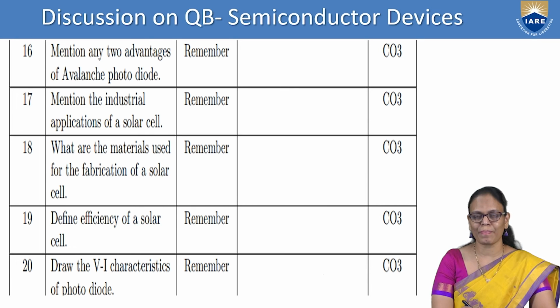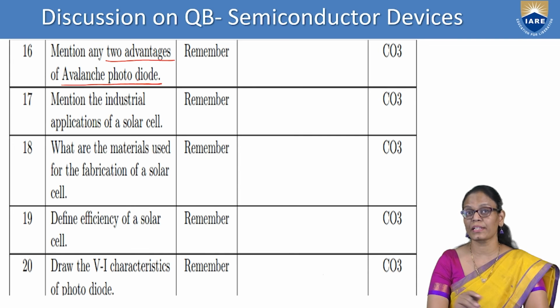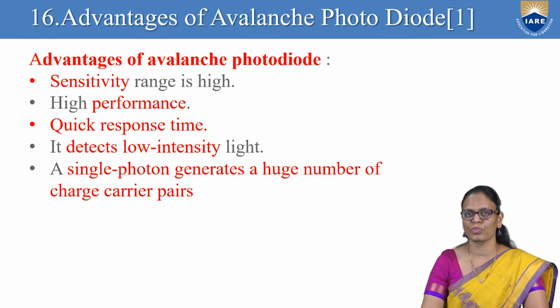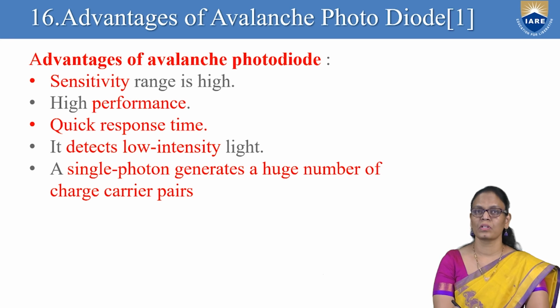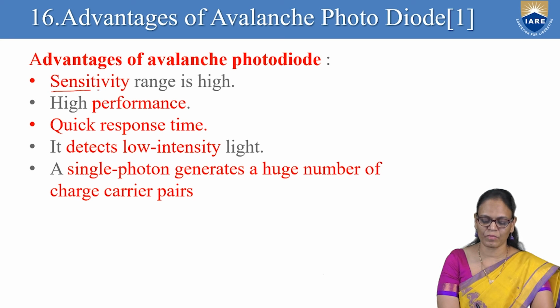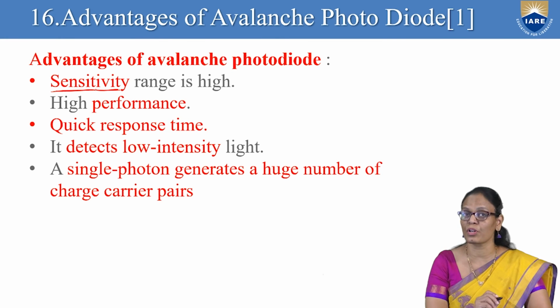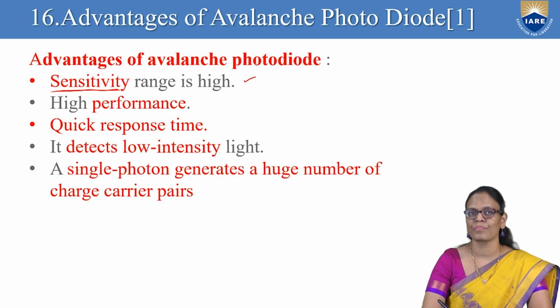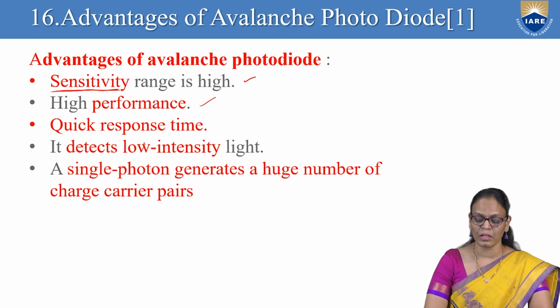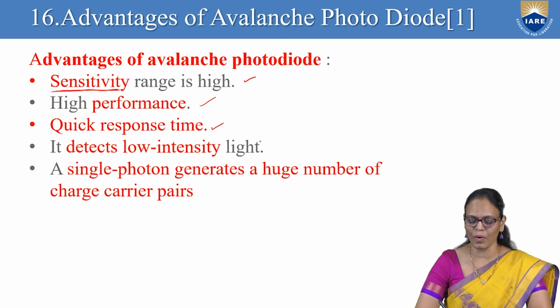The next question is, mention any two advantages of avalanche photodiode. What are the advantages of avalanche photodiode? The sensitivity range is very high. In an avalanche photodiode, when compared to a normal photodiode or a PIN diode, the sensitivity is very high and the performance is also good, and the response time is very quick. It can also detect low intensity light. Low intensity light can be detected using an avalanche photodiode.